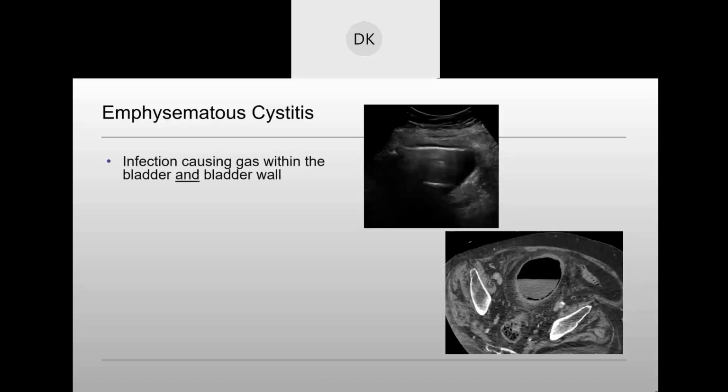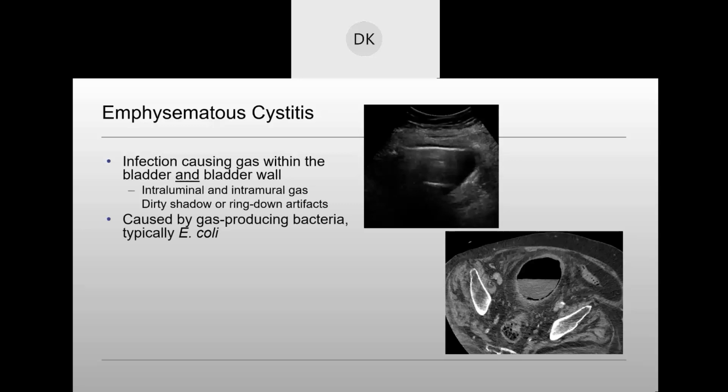So this is when you have gas not only in the bladder lumen, which we can see commonly just from Foley catheters and instrumentation, but it's also in the wall, which is never normal. And so that would be the intramural gas. And you'll again see these dirty shadows and ring down artifacts. And it's often caused, not surprisingly, by E. coli, which can be a gas-producing bacteria.